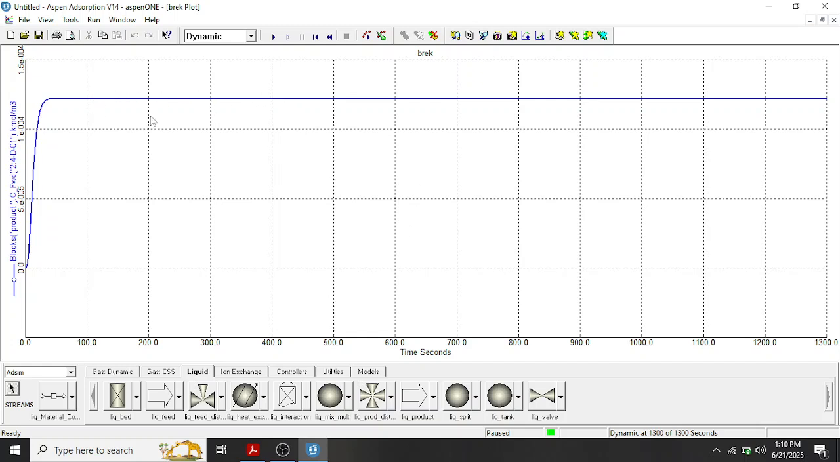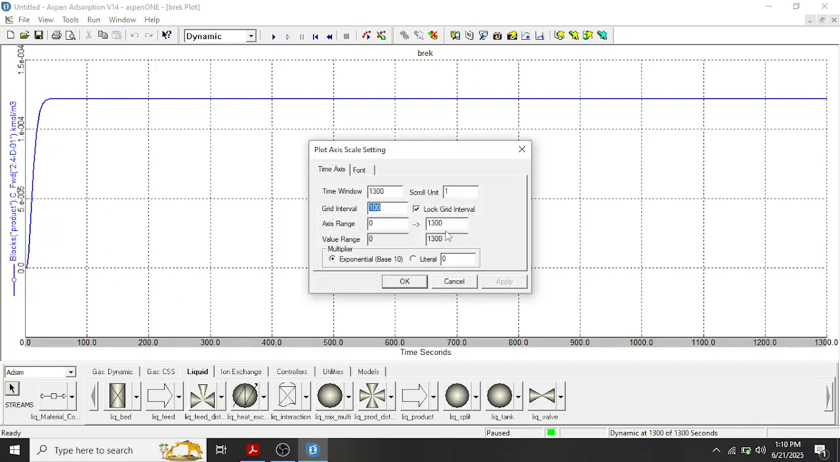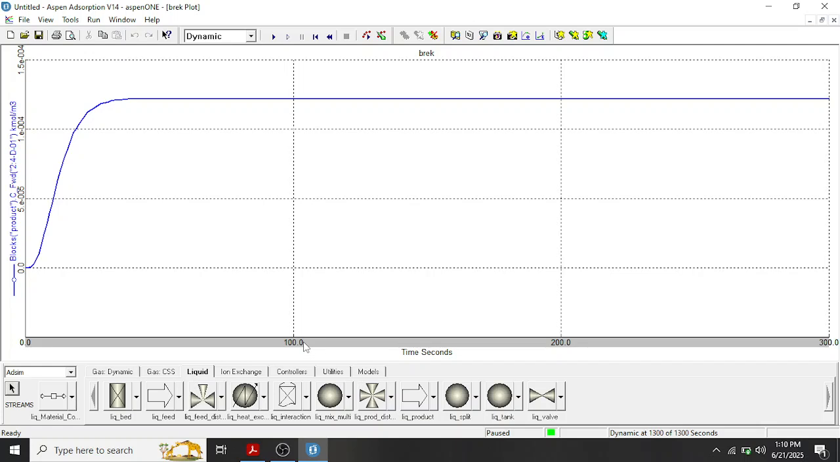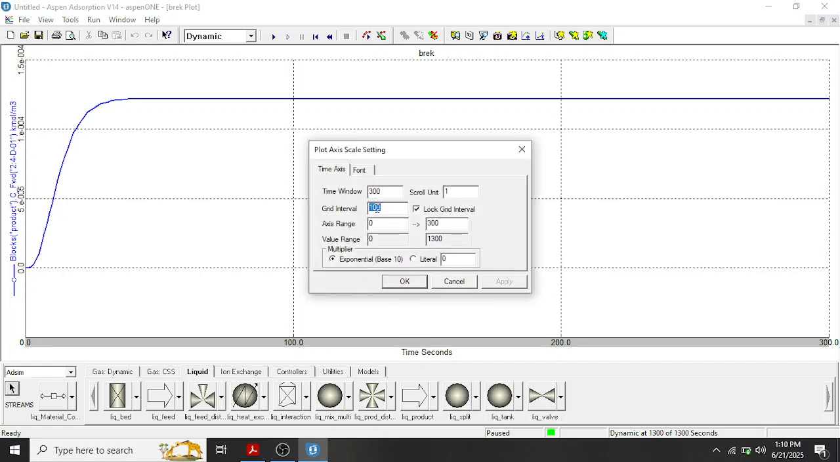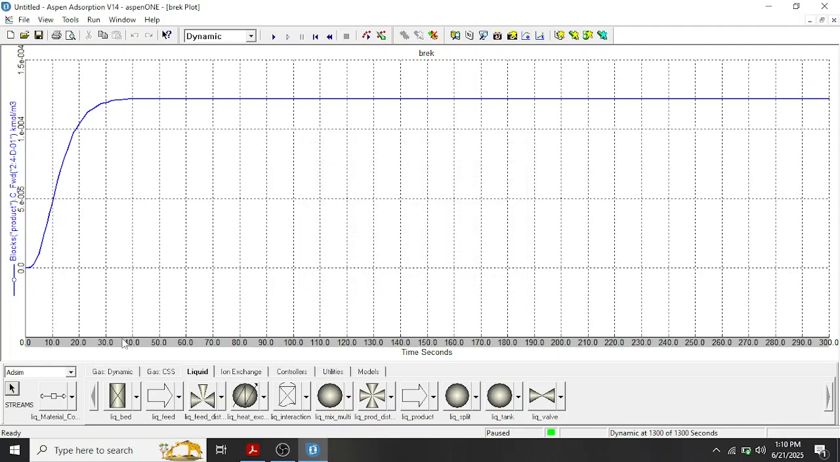Now here you can see this is the time, but here this is constant. Here you can see constant after 100. After this one you can see it is constant. So I can change my time axis to, suppose, 300 second, and the grid, suppose I want this one to be 10, this one 10. So here you can see 10, 20, 30, 40 second, 50 second, etc.